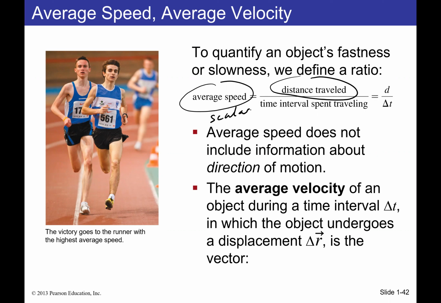What I need here is, if I want to include the direction, I have to look at average velocity. And average velocity is going to be the displacement over time. And since the displacement is a vector divided by the time, your velocity is also a vector. And this ratio technically gives you average velocity, okay?